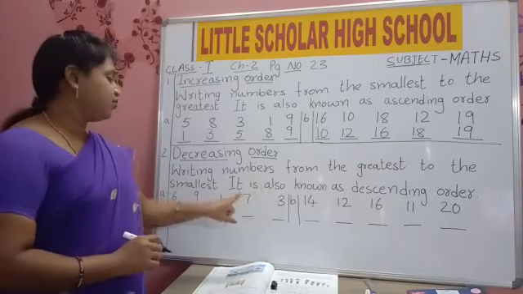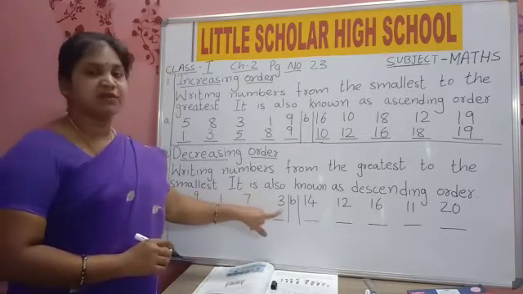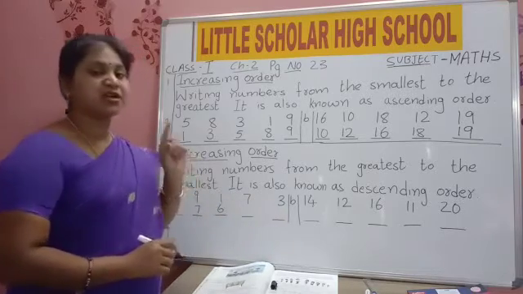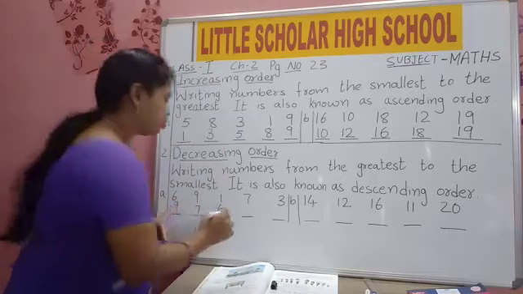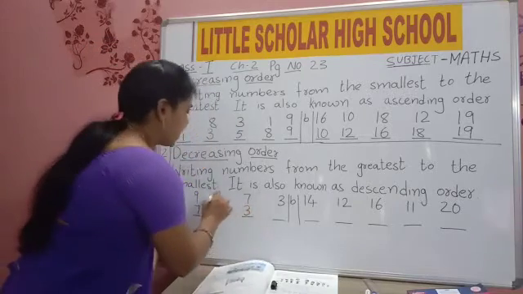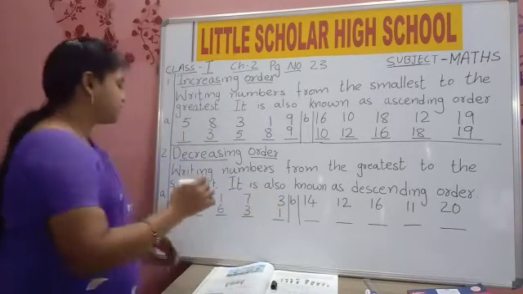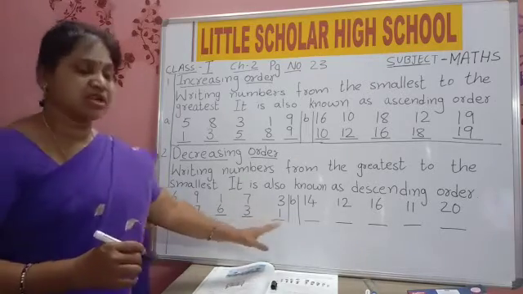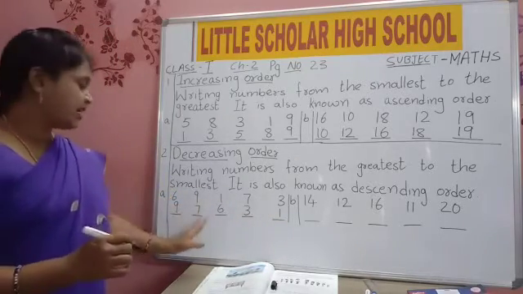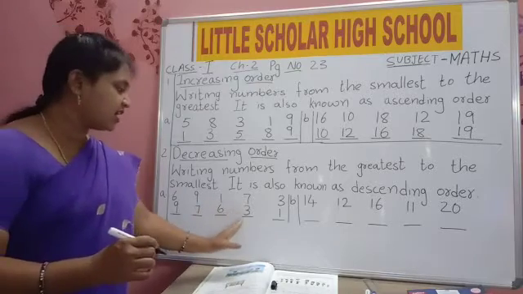Now say me which is big, 1 or 3. Which is the greatest number? 1 chocolate is more or 3 chocolates are more? Yes, 3 chocolates are more. So then comes 3, at last 1. So this is the way of writing numbers from greatest to the smallest. First 9 is big, then comes 7, then 6, then 3, then 1.